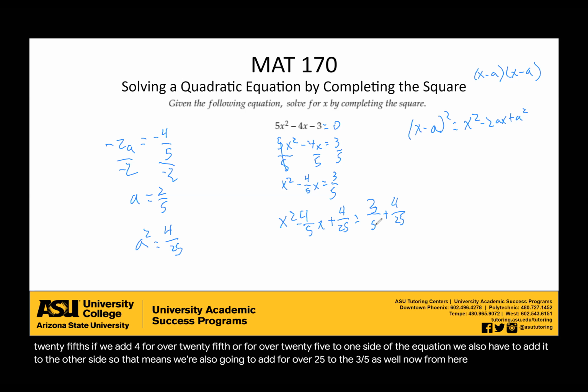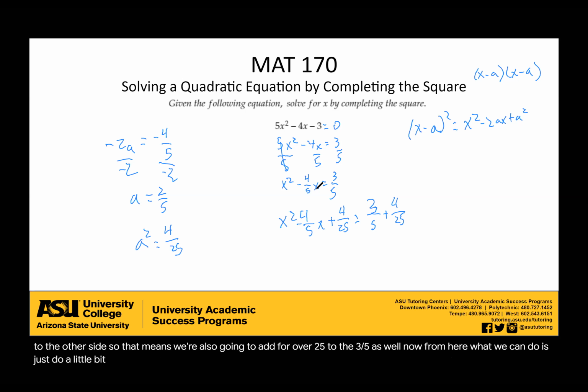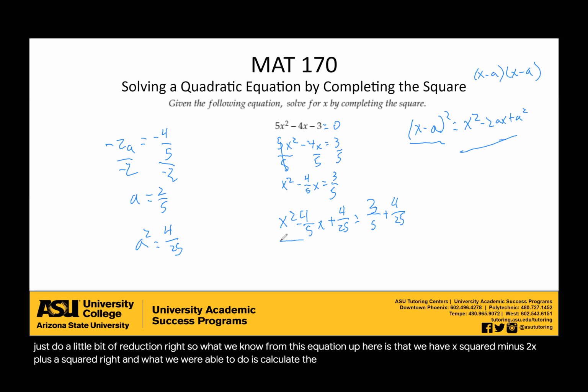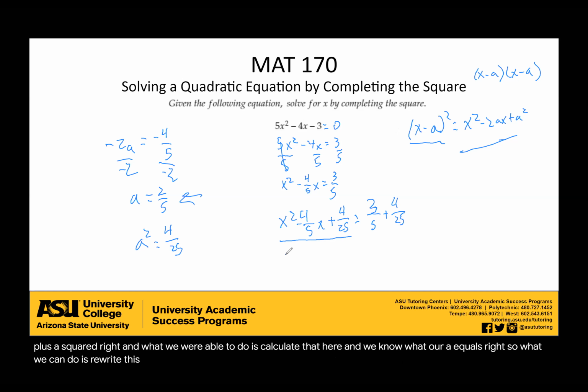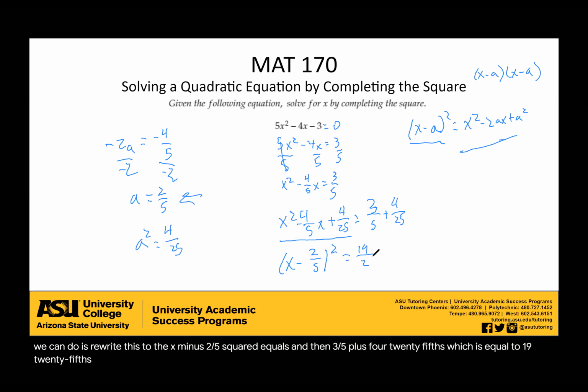Now from here, we can do a little bit of reduction, right? What we know from this equation up here is that we have x squared minus 2ax plus a squared, and we were able to calculate that here. We know what our a equals, so we can rewrite this as (x minus 2/5) squared equals, and then 3/5 plus 4/25, which is equal to 19/25.